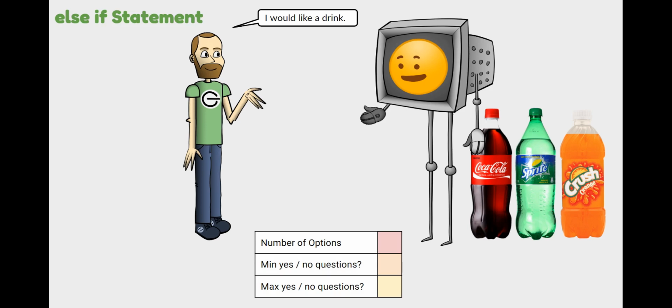Now imagine you go to a party and they have 3 possible drink choices to choose from. If you went to the host and said you would like a drink, the minimum number of yes no questions the host needs to ask you to determine what drink you want is 1, and that is if they ask you the correct question the first time. The maximum number of questions they need to ask you is only 2. So that might look like if they asked you if you wanted Coca-Cola and you said no, and then they asked you if you would like Sprite and you said no, well, then that means you must want the Orange Crush because that is the only option left.